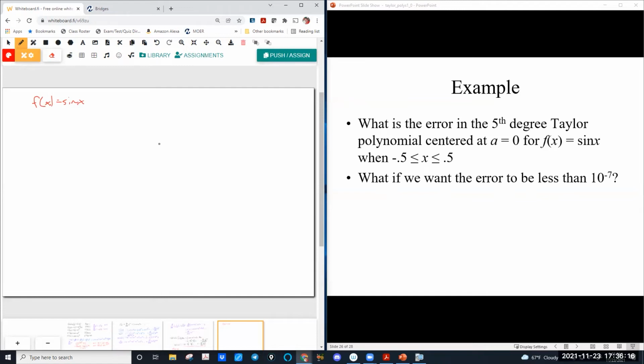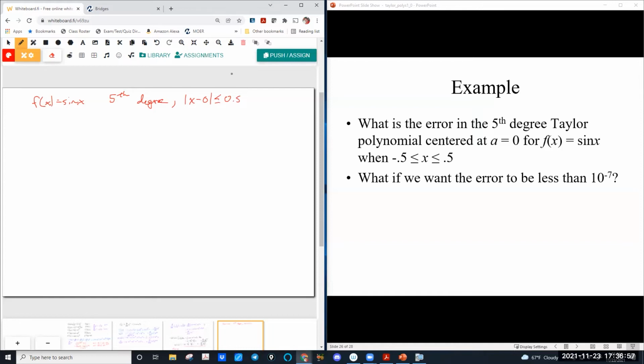We certainly could, because we know that this is one of our basic Taylor series centered about 0, but we don't need it. So here's the way that this works. We know that we're in between negative 0.5 and 0.5. We're in the 5th degree. And I want to bring that error back up. That's why I'm writing this stuff down. So we're looking at the 5th degree Taylor polynomial, and we know that the absolute value of x, centered at 0, is less than or equal to 0.5.